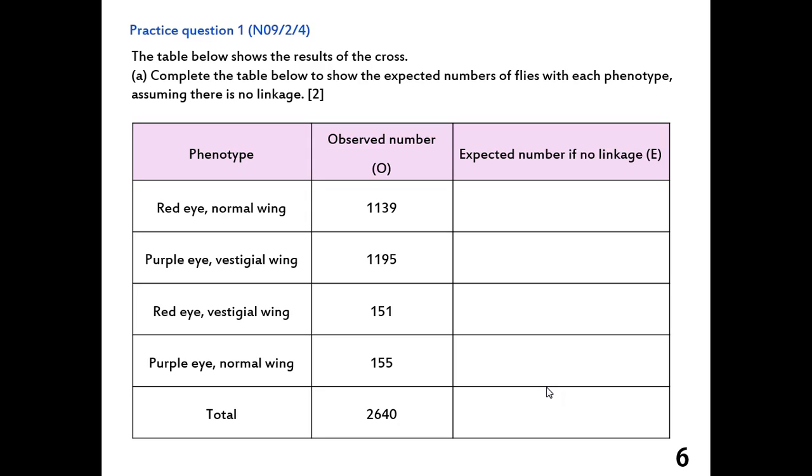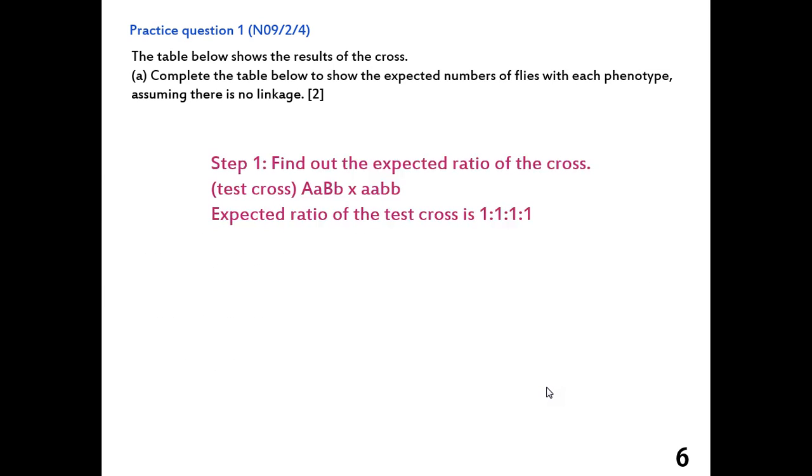Alright, and it follows up firstly, part A, to show you a table showing the results of the cross. You are asked to actually come up with the expected numbers if there is no linkage. So what are the steps in order to find out the expected numbers? Firstly, you have to find out the expected ratio of the cross. Note that this is a test cross between a double heterozygous and a homozygous recessive. The expected ratio of the test cross you observe will be 1:1:1:1.